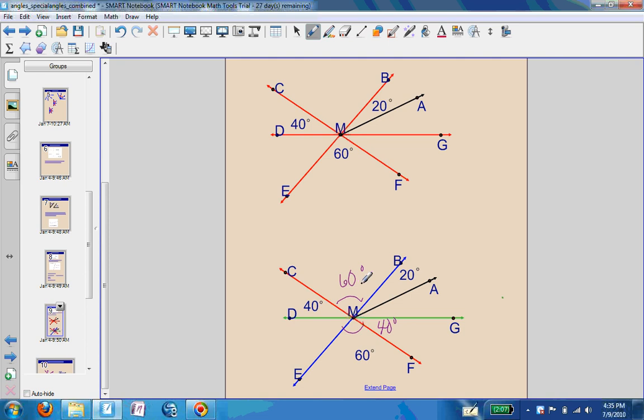So since 40 and 60 is 100, plus 20 is 120, we know that this angle has to be 60. And down here, same idea. We know that 40 and 60 is 100, so this angle must be 80. Also, this big angle right here must be congruent to this angle because they both have a green and blue as their sides, so they're vertical from each other. And sure enough, 20 plus 60 does equal 80, which is the same degree measure as angle DME.